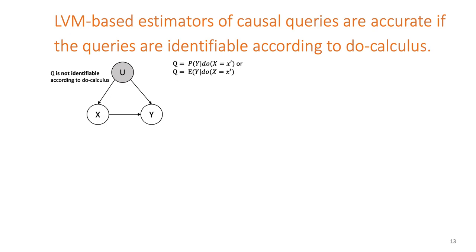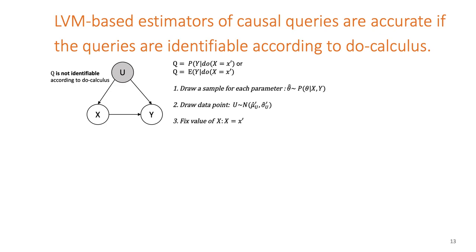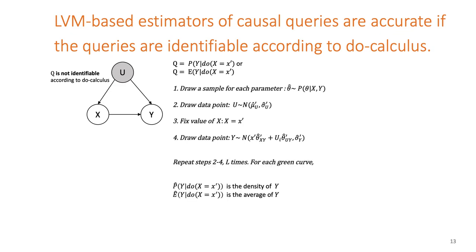Assume that given observed data x and y, we use an inference algorithm to learn a posterior distribution over parameters of the model. Then draw a sample for each parameter from its posterior distribution. Next, sample a data point for the latent variable u, fix the value of x to its intervened value x prime, and finally draw a data point for y. For each sample theta, repeat steps 2 to 4 many times. Hence, for each sample theta, you can generate a density plot, which are the green curves in this plot.